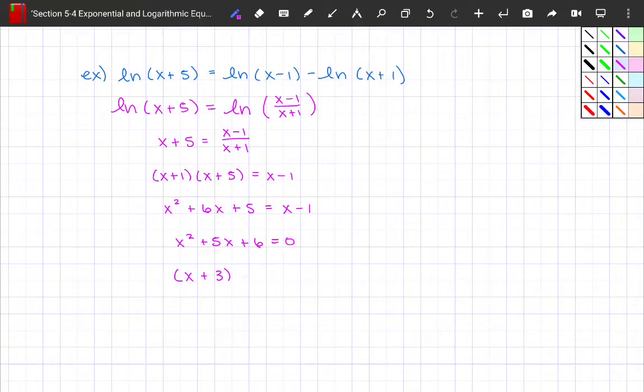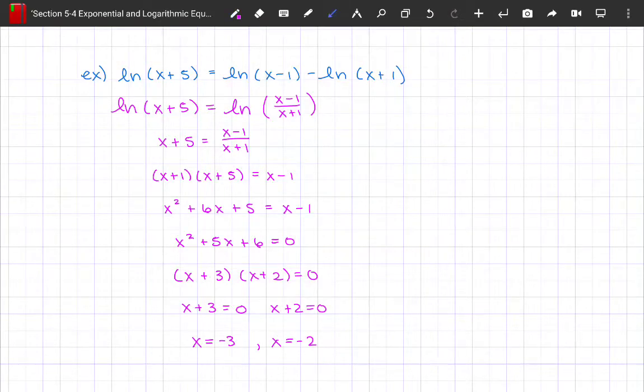Factor it. Set each factor equal to 0. And we have our answers. x is negative 3 and x is negative 2. Except we got to check for extraneous solutions.